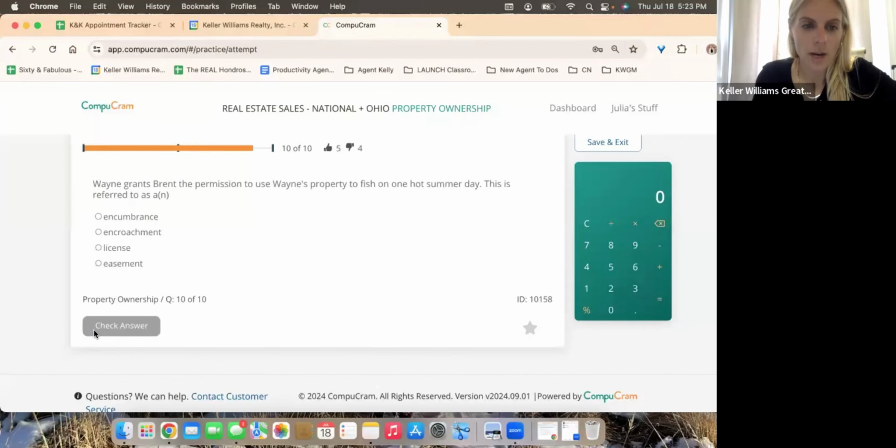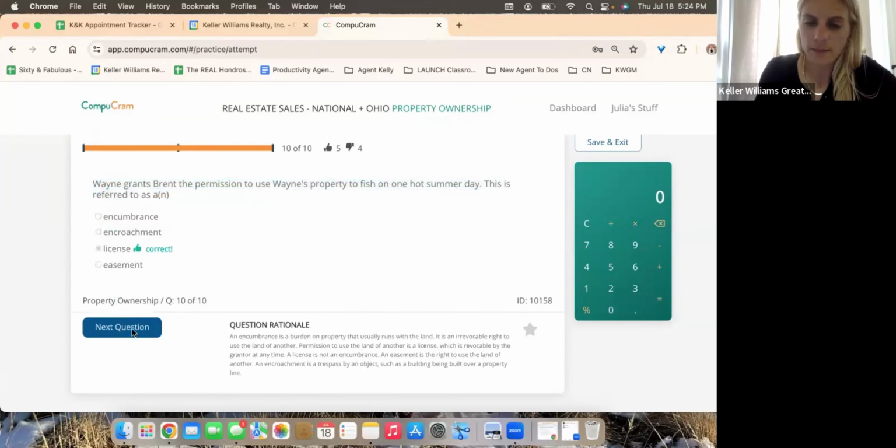Wayne grants Brent the permission to use Wayne's property to fish on one hot summer day. This is referred to as A, encumbrance, B, encroachment, C, license, or D, easement. All right, we're going to say C, license, is correct. A license is not an encumbrance. Permission to use the land of another is a license, which is revocable by the grantor at any time.